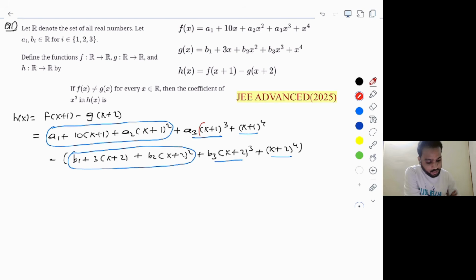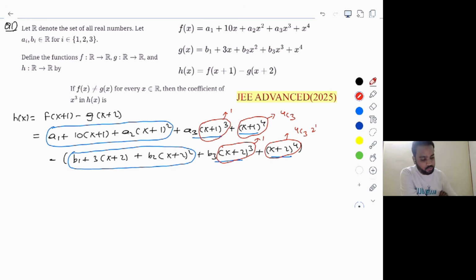When you expand this x plus 1 whole cube, the coefficient of x cube is going to be 1. Okay. And similarly, when you expand x plus 1 to the power of 4, the coefficient of x cube is going to be 4c3, because it is the expansion of x plus 1 to the power of n, right? Similarly, if you look at the second line here, x plus 2 whole power 3, when you expand, you get the coefficient of x cube as 1. And similarly, in the last term, x plus 2 whole to the power of 4, the coefficient of x power 3 is going to be 4c3 multiplied by 2 to the power of 1, I'm sorry.